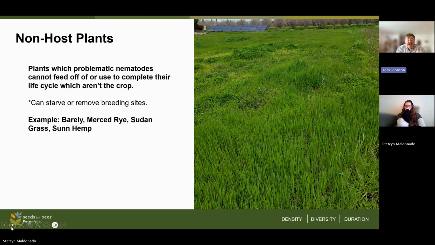Some of those examples are going to be things like barley or small grains. Merced rye is very good at it, which is something we use quite a bit. It's a spring rye in California, grows real fast in the winter. Same with barley. Fibrous root systems, root knot's going to have a hard time doing much with that. Sudan grass is not only a non-host, but it's kind of antagonistic as well. It exudes chemistries from its roots and its plant tissues as they break down that tend to drive stuff off. And then sun hemp is actually a legume, a warm season legume, that is considered a non-host.